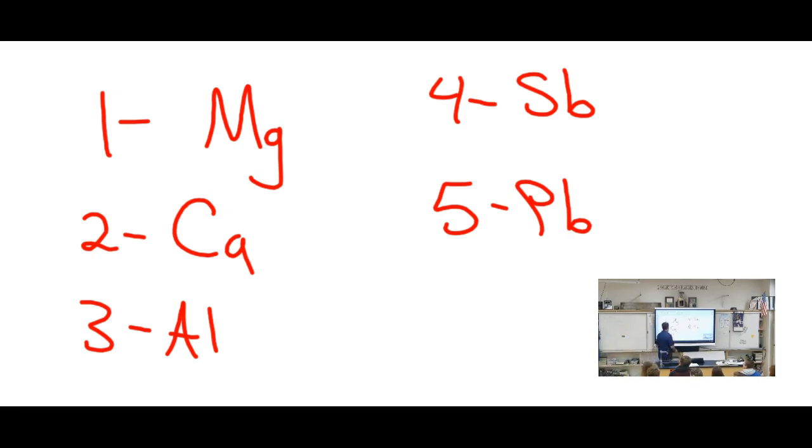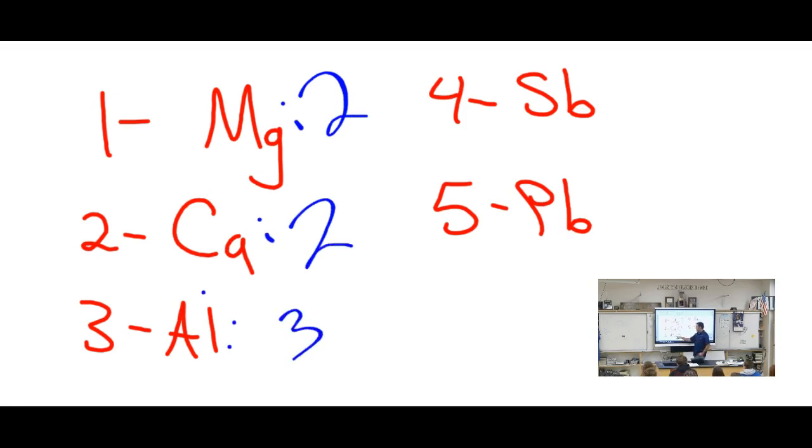All right, here we go. So quickly, magnesium's in family 2. 2 dots if we want. Calcium is also in family 2, isn't it? Aluminum's in family 3, so it has 3 dots or 3 valence electrons. Sb is 4. I don't know, what family is that in? 5, all right, thank you. So 5, or 1, 2, 3, 4, 5 valence electrons.